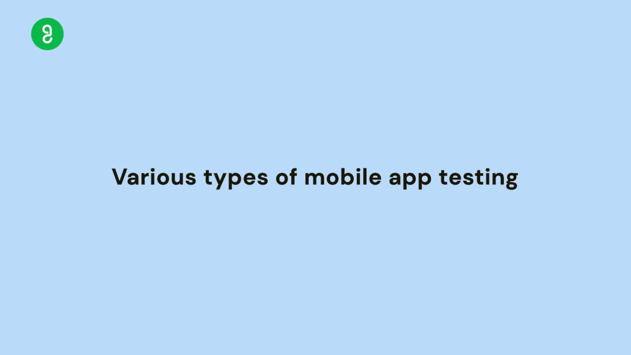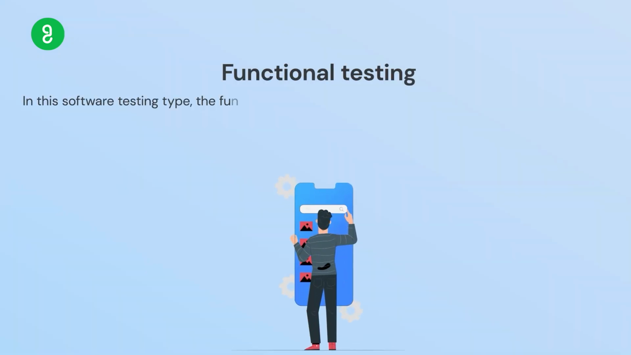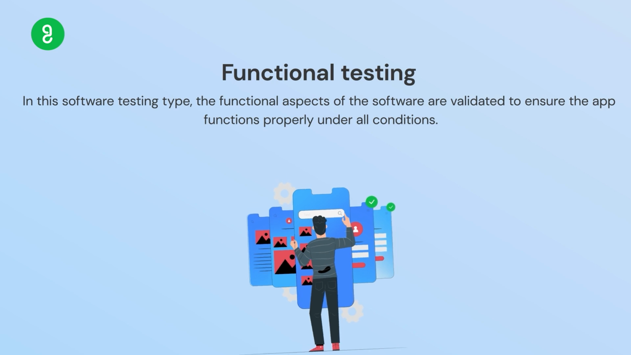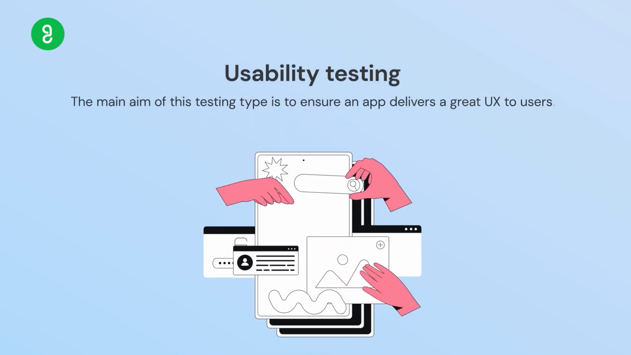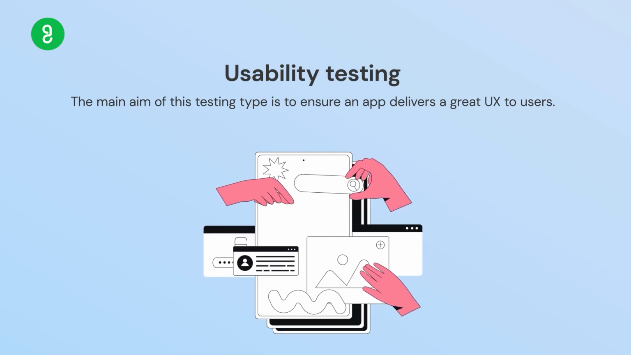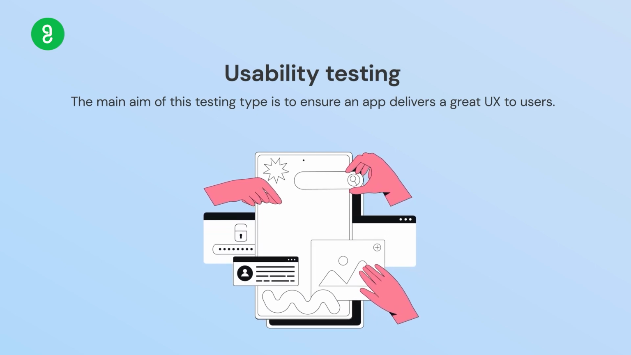Various mobile app testing types. Functional testing. In this software testing type, the functional aspects of the software are validated to ensure the app functions properly under all conditions. Usability testing. The main aim of this testing type is to ensure an app delivers a great UX to users.